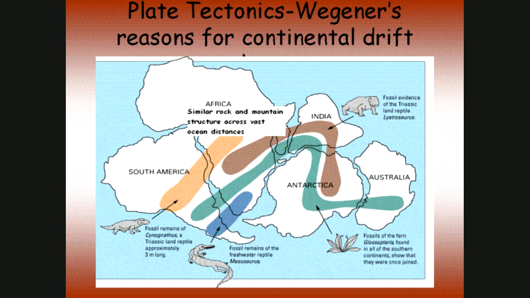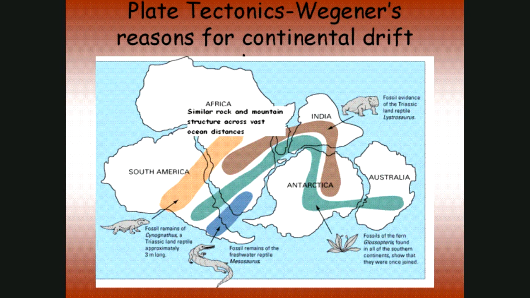Now, once again, here's a review of Wegener's reasons for continental drift. Things like similar rock and mountain structures that are found on opposite sides of oceans, plant and animal fossils found on opposite sides of oceans, great distances apart, various kinds of deposits.